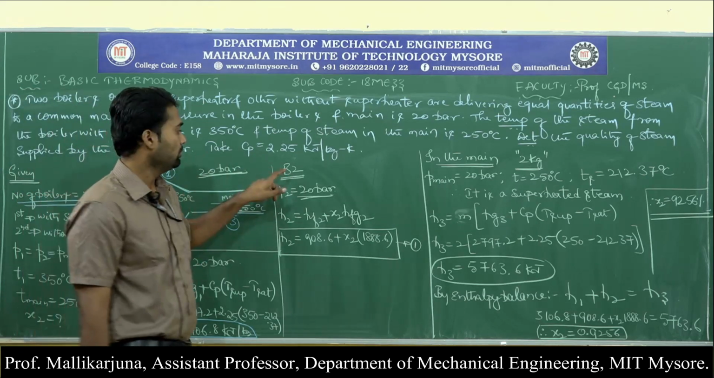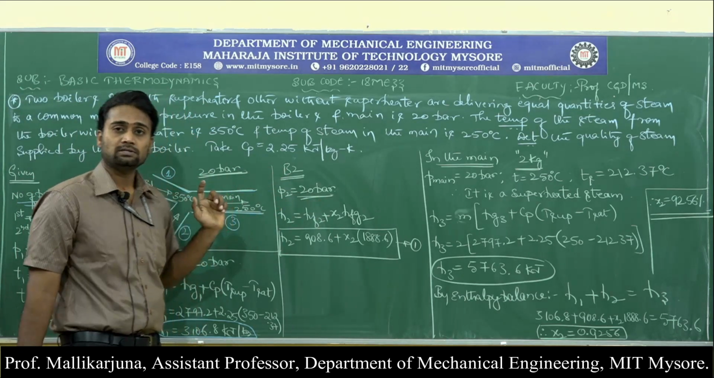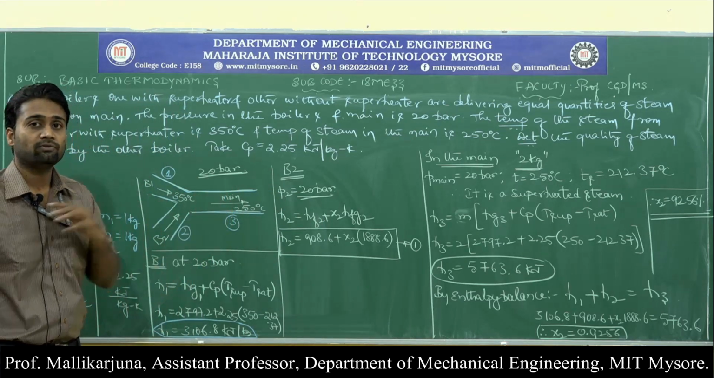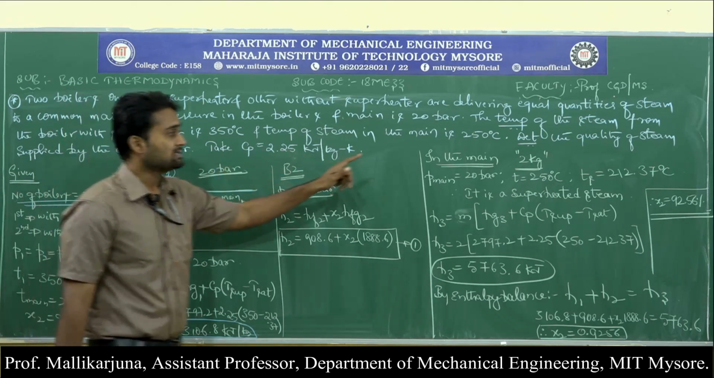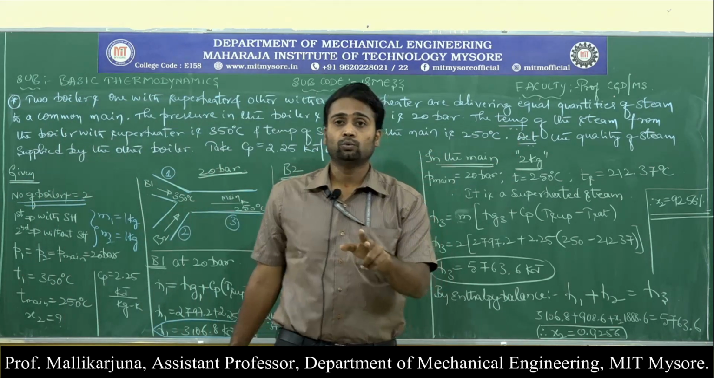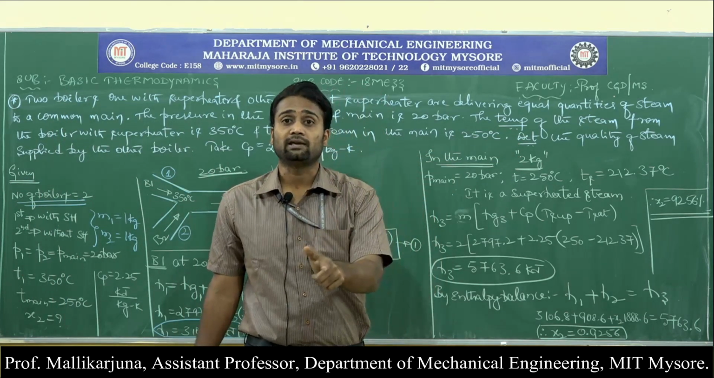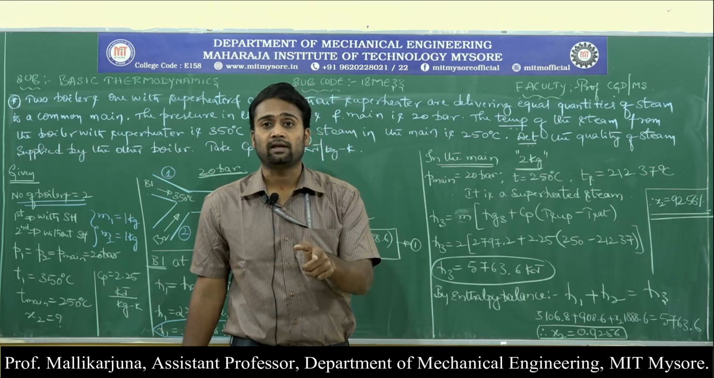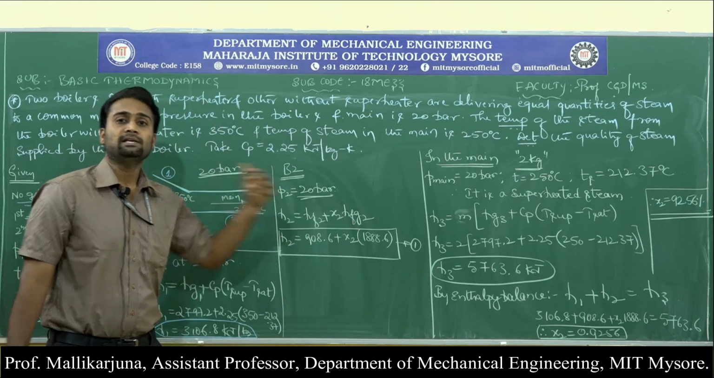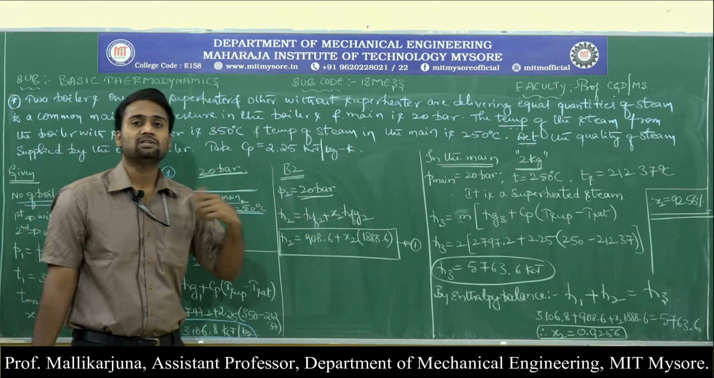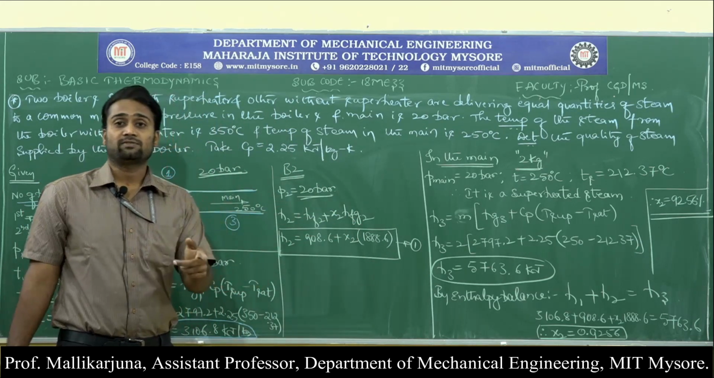Now move on to boiler number 2. Boiler number 2's pressure is known to us. It is operating at 20 bar pressure, but we are not aware of the temperature, and hence he is asking us the quality from boiler number 2. He is indirectly saying that there is a quality, there is a dryness fraction. Please make use of the formula which gives us the dryness fraction.